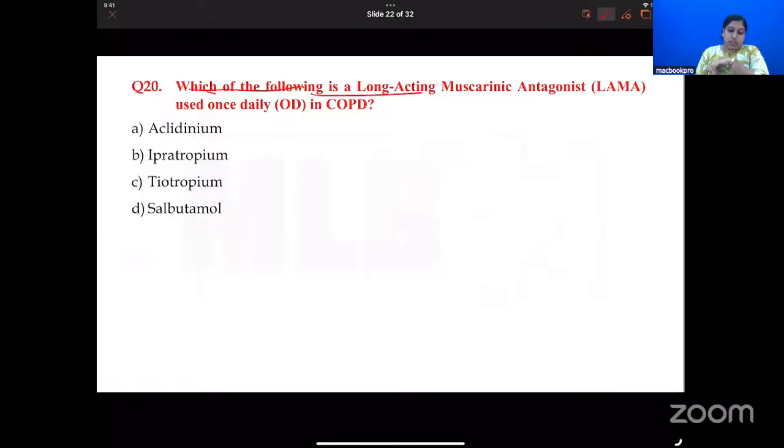Which of the following is a long-acting muscarinic antagonist which is used once daily in COPD? Yes, a very, very testing question. Be very clear, which is a LAMA drug, that is, a long-acting muscarinic antagonist, which is administered once daily.